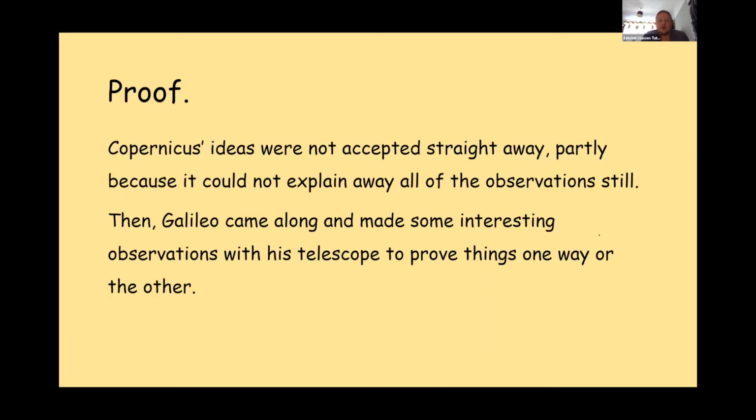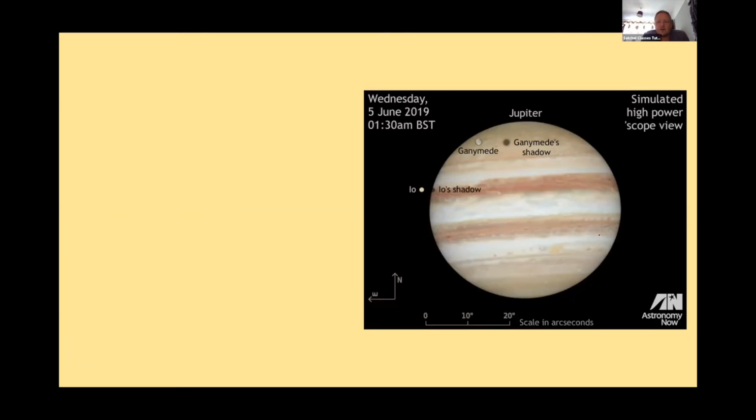So, Copernicus's ideas were not accepted straight away, partly because he couldn't explain those observations still. Then a guy called Galileo Galilei came along and made some very interesting observations with his telescope to prove things one way or the other. Now, this is an image of Jupiter, and in it you can see moons moving across the surface of Jupiter. And Galileo sat there with his first very primitive telescope looking up at the moons of Jupiter in the night sky, and he watched the moons transiting across its face.